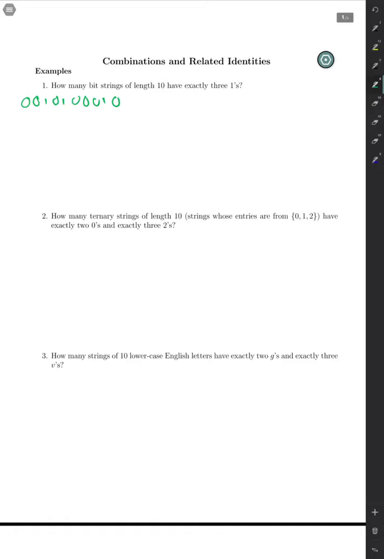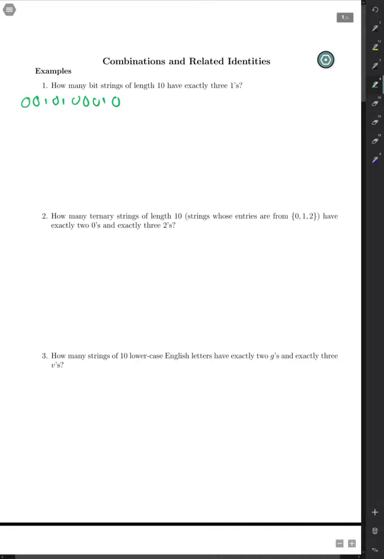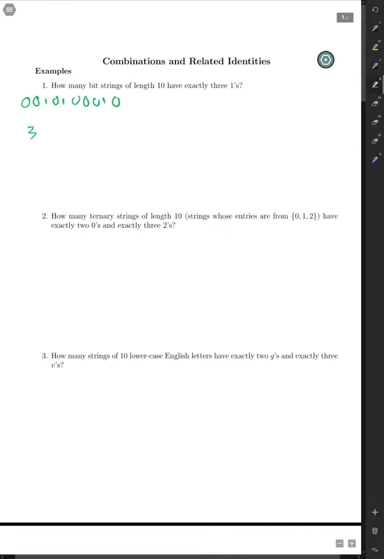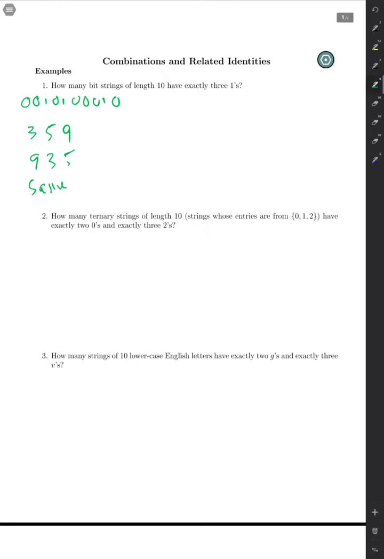So what characterizes this bit string is where the ones are among the 10 positions we have here. If you just say which positions the ones are in, for example, the ones in this one are in positions 3, 5, and 9. It doesn't matter which order we put those in. That's the same as if we had said 9, 3, and 5. So what characterizes it is the positions we've chosen out of the 10 available for the ones.